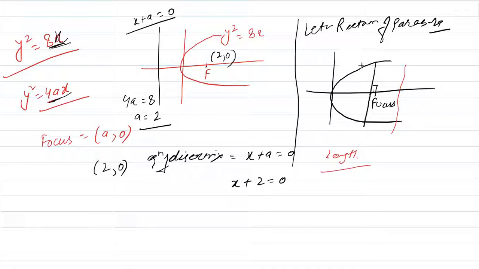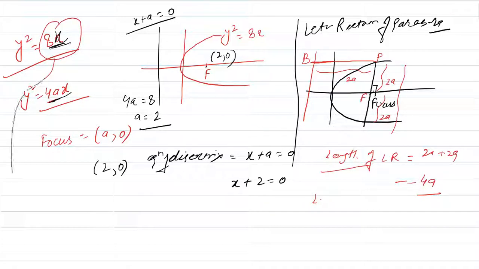The length of the latus rectum can be easily calculated, as I will do here. We know that for every point, the distance of the point from the directrix is equal to the distance of the point from the focus. So PB equals PF, and because this distance is 2a, PF should be 2a, and this is also 2a because of symmetry. So the length of LR, the latus rectum, will be 2a plus 2a, that is 4a. So in our parabola, the length of the latus rectum will be 4 into a, and a is 2 here, so 8.